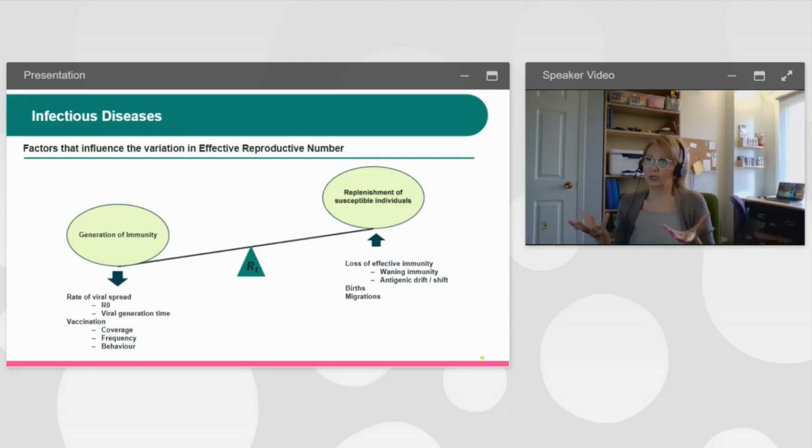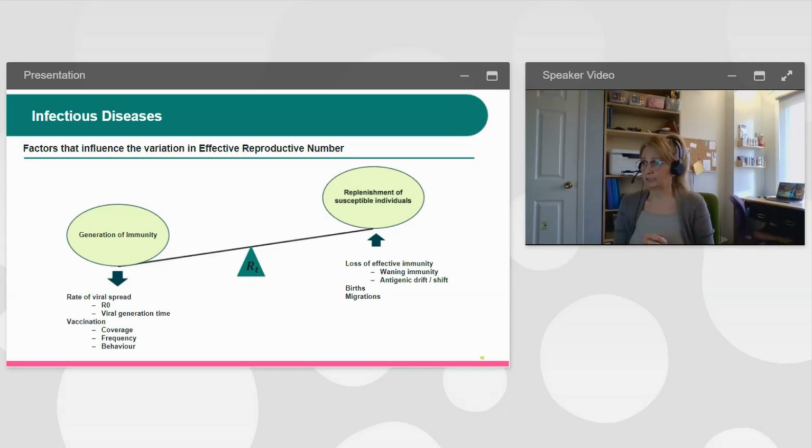So what are the factors that can influence this variation in the effective reproductive number? Broadly, we can divide them into 2 categories. One category is the factors that contribute to the generation of immunity in the population, and those factors can reduce the effective reproductive number and therefore control the epidemic. On the other hand, factors that increase Rt and increase the epidemic are factors that normally lead to the replenishment of new susceptible individuals.